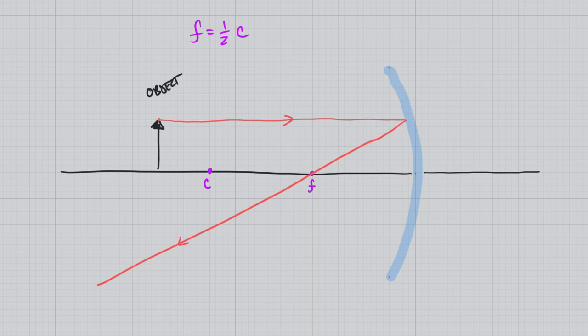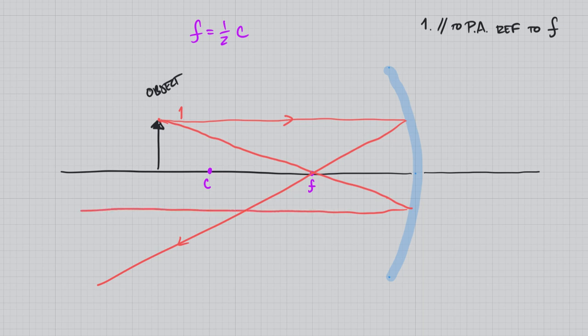So that's line 1. My second line is going to be through my focal length. And then it's going to reflect back parallel to my principal axis, like so. That would be line number 2. So line 2 is through my focal length, then reflects parallel to my principal axis.